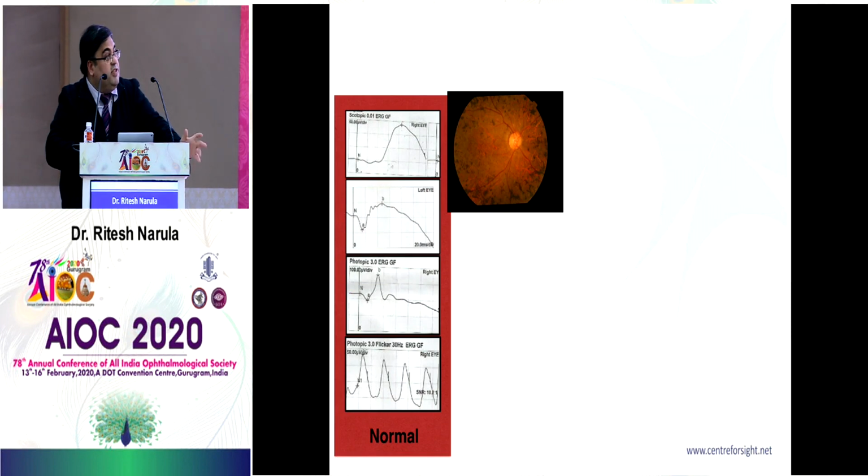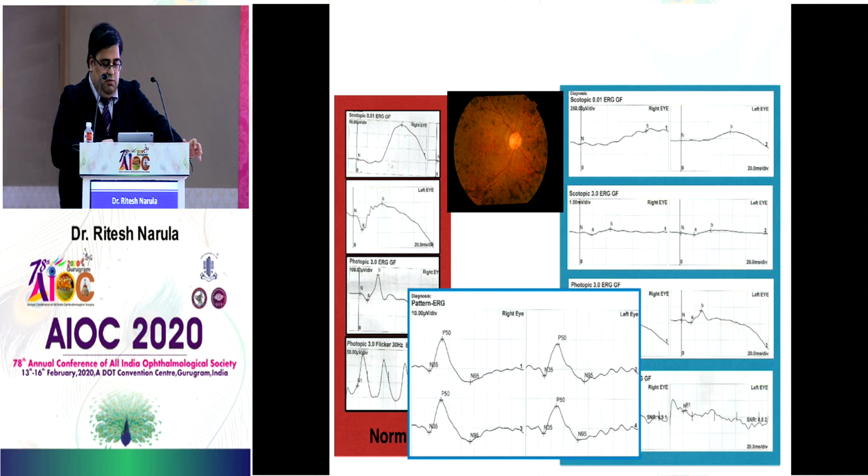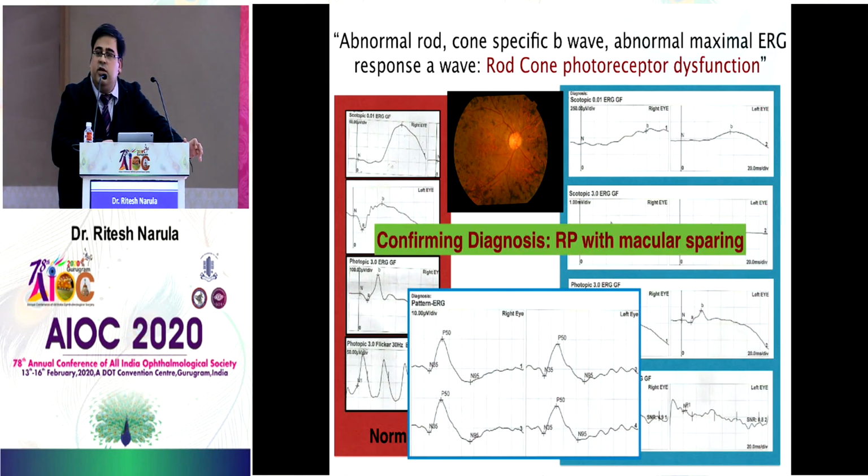Compare this with another patient. This is the fundus photograph, which is very typical, but look at the ERG. Again, no rod functions, no rod bipolars, very poor rod cone photoreceptors. Some amount of cone waves you can make out, some amount of cone bipolars. Pattern ERG still is pretty good. So this is a rod cone dysfunction, but luckily with a macular sparing. So you can have an RP with a macular sparing. That kind of a picture will present with this ERG.